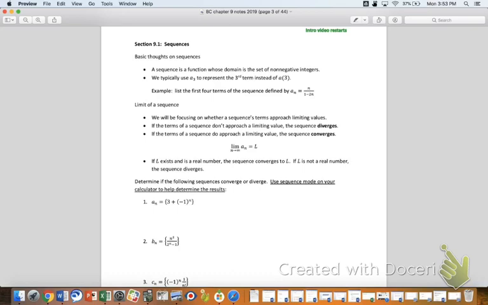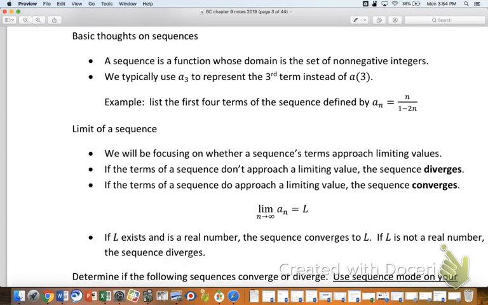Okay, so I've skipped a little section in your notes there. We're going to be doing those in class. But I thought we'd talk a little bit about sequences here before we finish our video. A sequence is simply a function whose domain is the set of non-negative integers. And there's always some kind of a pattern here. The pattern is defined by some relationship. The terminology here, we typically use this, a sub 3, to represent the third term instead of a of 3, right? So it is a function, but we'll use a slightly different looking notation for this.